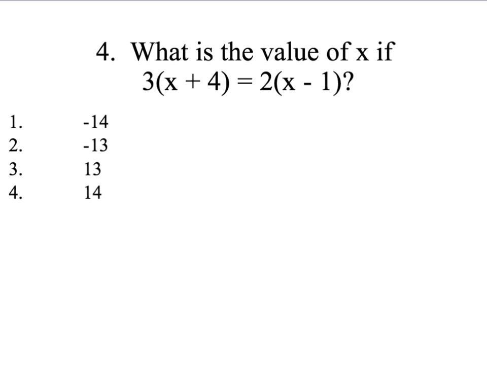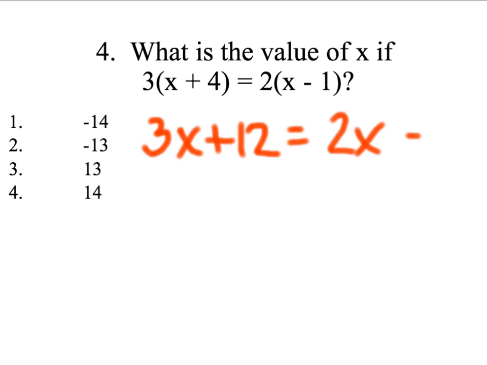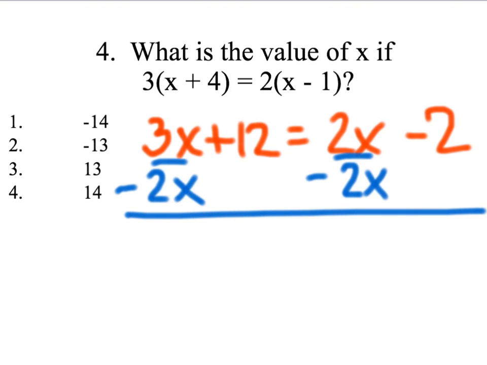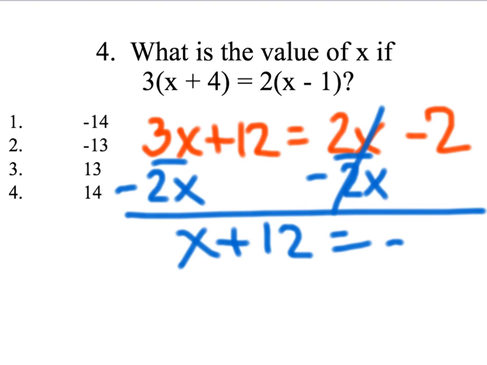Okay, so the first thing you want to do in this equation is distribute. So when I distribute, I get 3x plus 12 equals 2x minus 2. And that, again, gives me variables on both sides of the equation. The next thing I want to do is decide which one's smaller, 2x or 3x. Obviously, 2x is smaller, so I'm going to subtract 2x from both sides. That will give me x plus 12 equals negative 2.